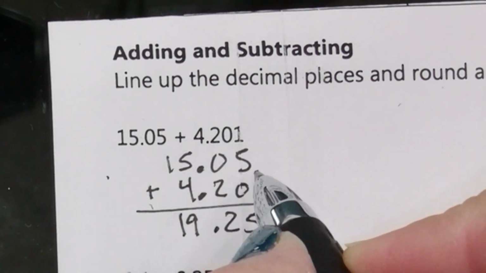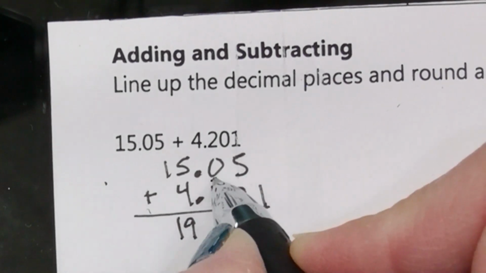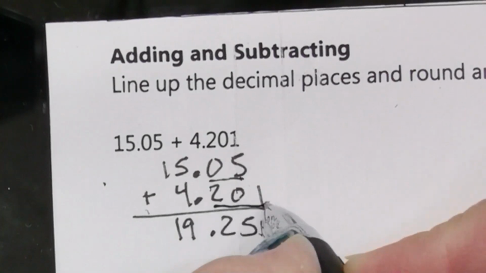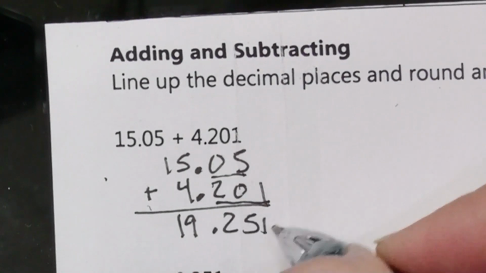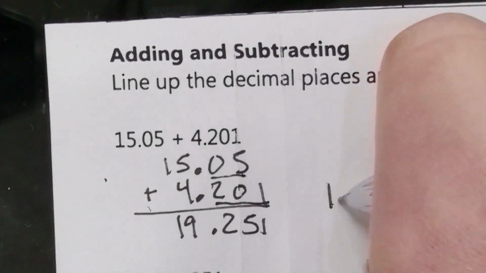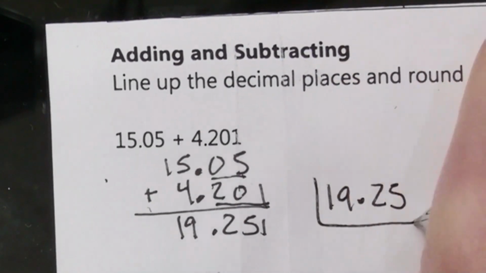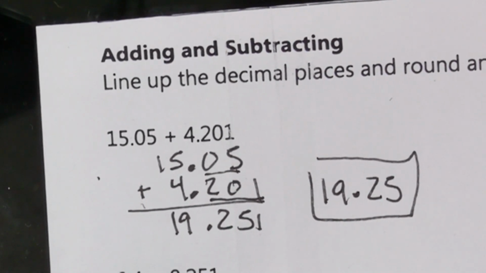Now, when determining how to write your answer, we look at the decimal places themselves. The lowest number of decimal places is the option that we choose. So I have 2 decimal places, and in the second part, I have 3 decimal places. 2 is less than 3, so I will have only 2 decimal places. So 19.25 would be my answer.